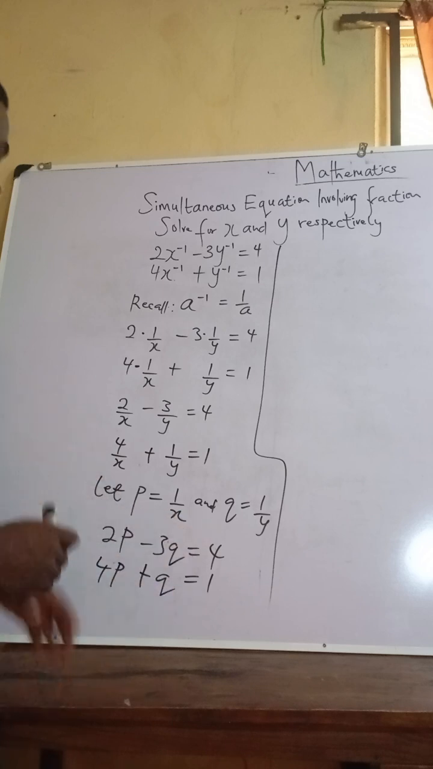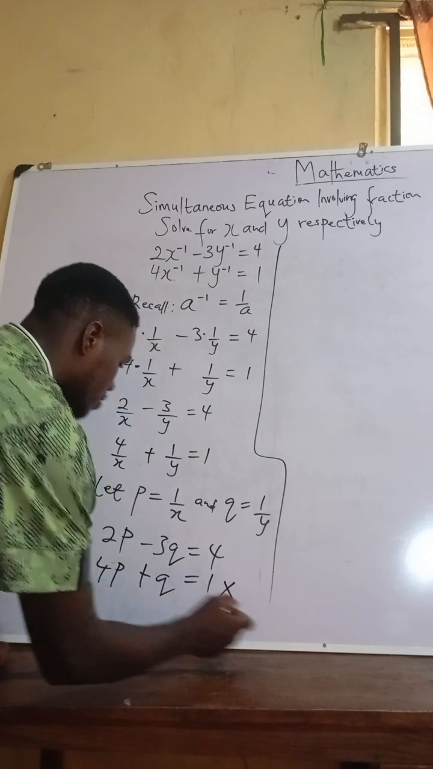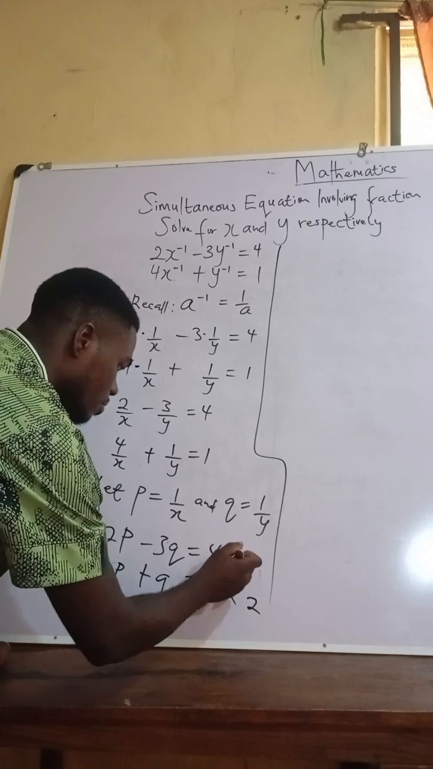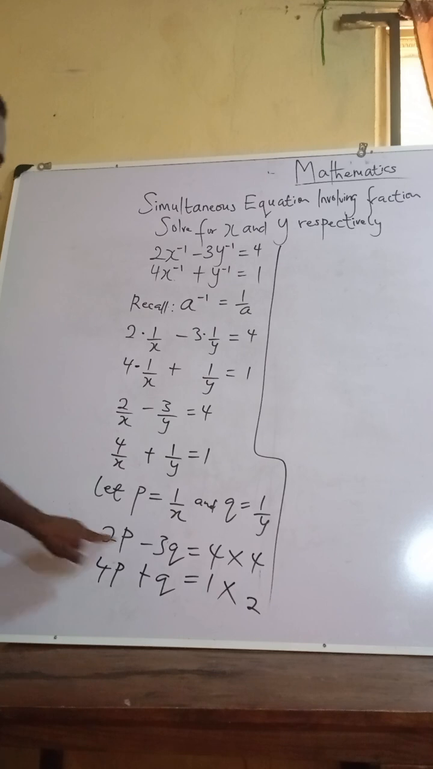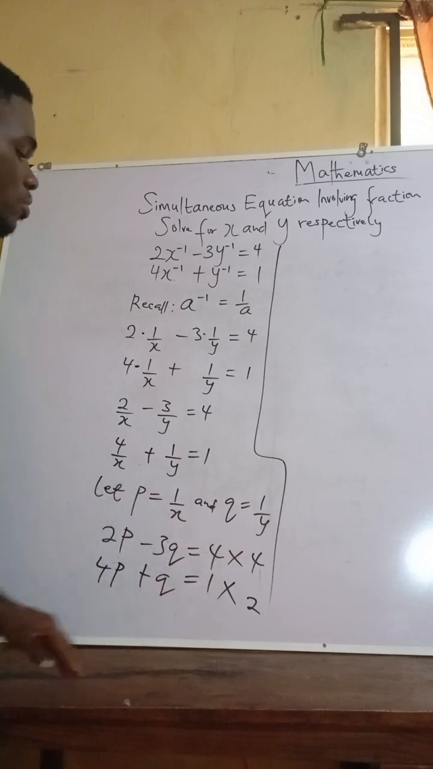So I'm going to have it like this. Times 2, times 4. Remember, I used the coefficient of p in equation 1 to multiply my equation 2. I also use the coefficient of p in equation 2 to multiply equation 1.